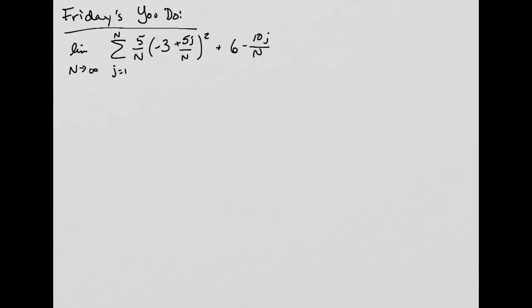So this was Friday's You Do question, and I asked you guys to find this limit. This was a Riemann sum definition of the integral, and I told you to rewrite this part so that it matches this part to start. If you were to do that, what you should end up with is, instead of a plus, you'd have minus, and then this is twice that. So it's minus 2 times that negative 3 plus 5j over n, all right?